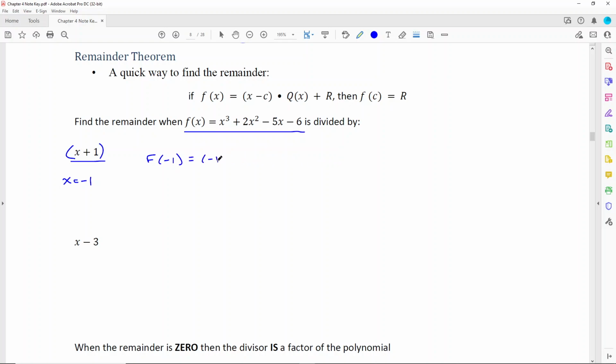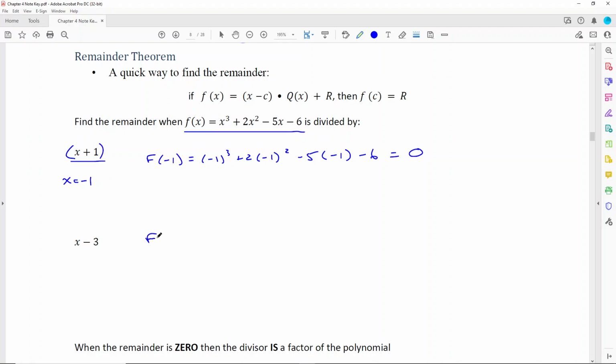So let's do it. Negative 1 cubed plus 2 times negative 1 squared minus 5 times negative 1 minus 6. If I plug that into a calculator, I get negative 1 cubed is negative 1 plus 2 times positive 1 plus 5 minus 6 gives us 0. Sweet. Negative 1 was a 0 of this polynomial function. In other words, x plus 1 is the factor.